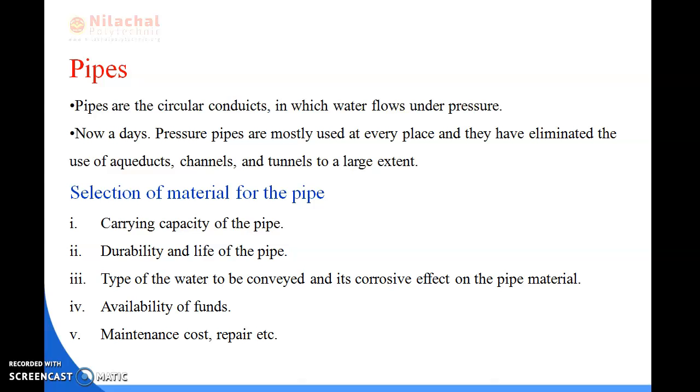So what is the basis for selecting the material for the pipe? First is the carrying capacity of the pipe, its durability and the lifespan of the pipe, the type of water to be conveyed and its corrosive effect on the pipe material, availability of the fonts, maintenance cost and repair.